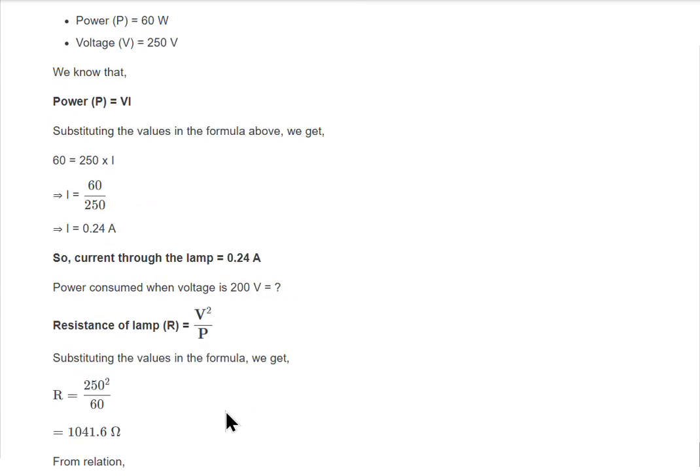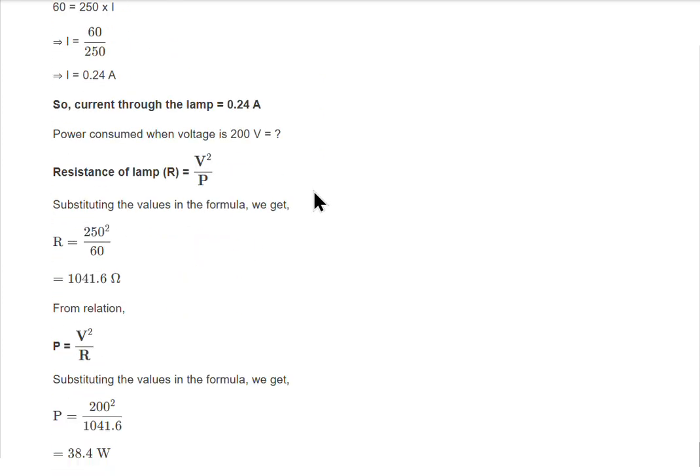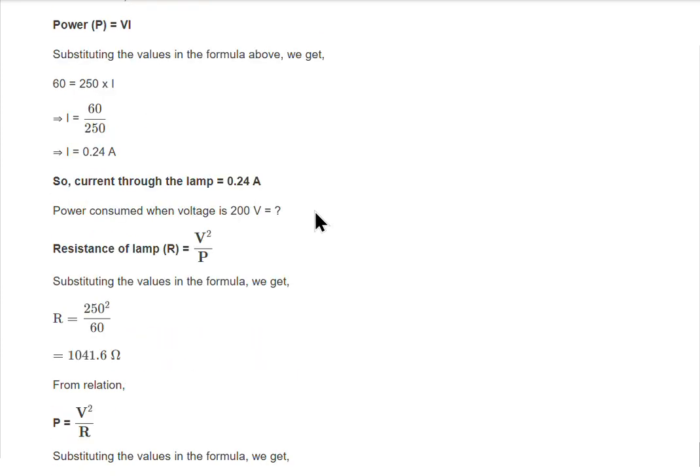Then the power consumed when the voltage is 200 volt. That is what the question asks: if the voltage becomes 200 volt, what will be the power consumed? Resistance will be V square by P. The resistance of the lamp will not change. So finding the resistance using V square by P, we get 1041.6.